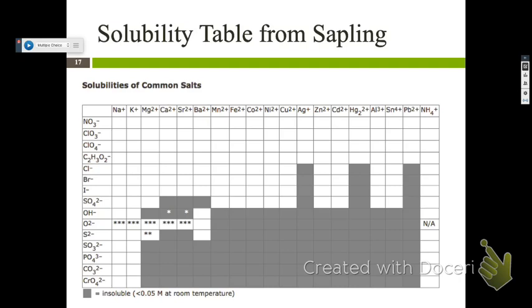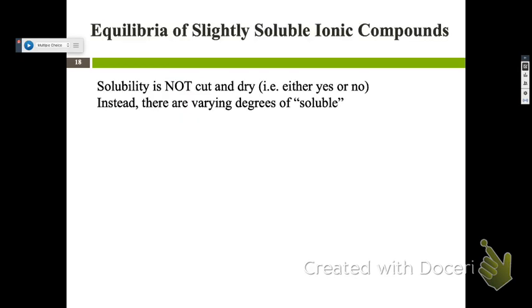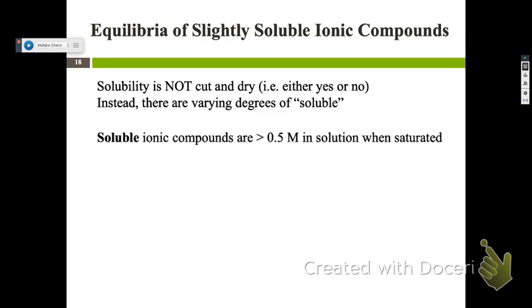And here, if you notice this little part, insoluble is less than 0.05 molar solubility. So you can have compounds that are slightly soluble that are white here, or really soluble that are white here, or insoluble and they're gray here. And so we're going to get rid of this all or nothing mentality, and we're going to talk about the different gradations of solubility.